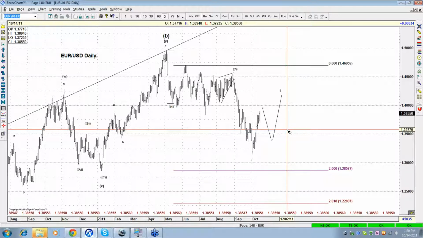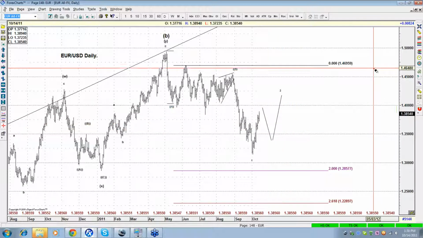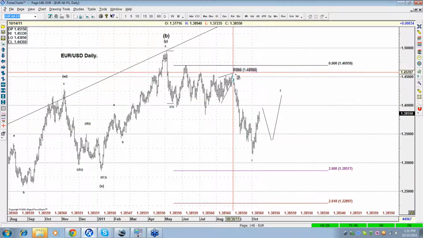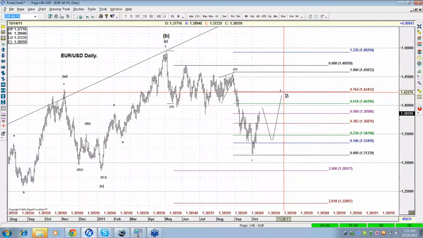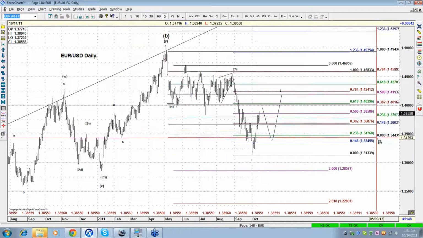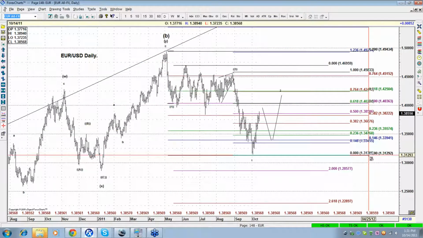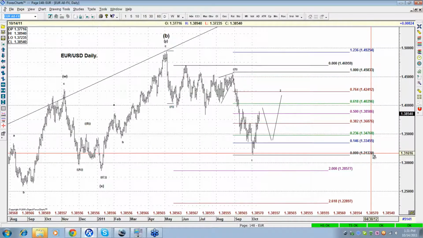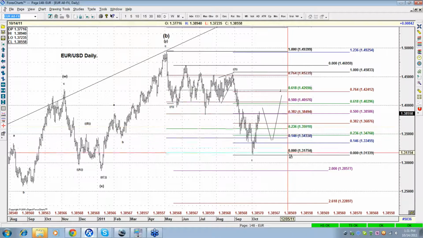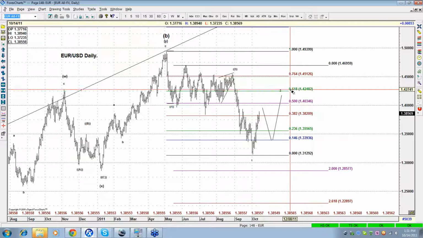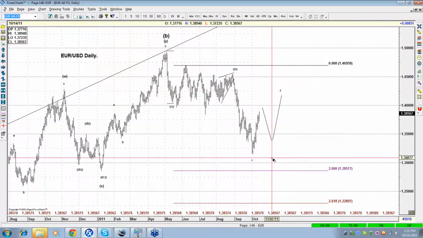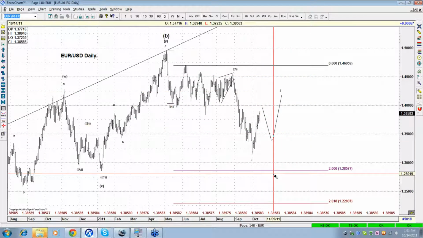But that's what I'm expecting. Either the 76.4 of this one, 142.41, or the 76.4 of this one, 145.14. That's it. Look, the 76.4 of this one is the same level as the 618 of the whole move. To be honest with you guys, I don't see the euro going to new lows here. If I'm going to be selling it, so if you prove me wrong, prove me wrong.